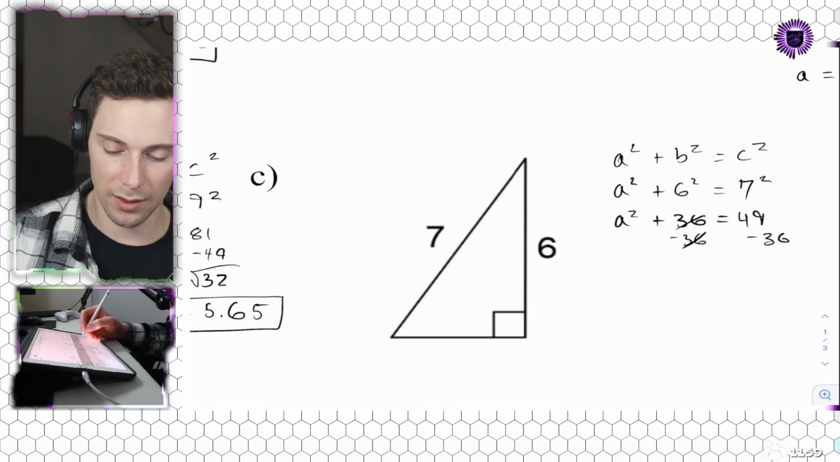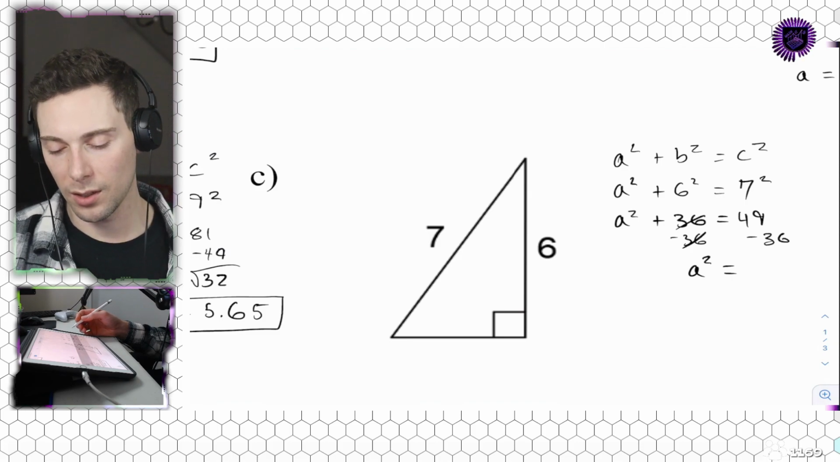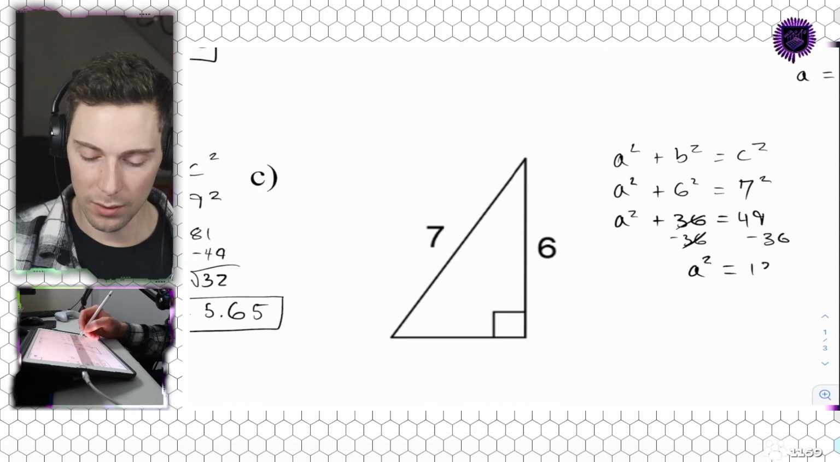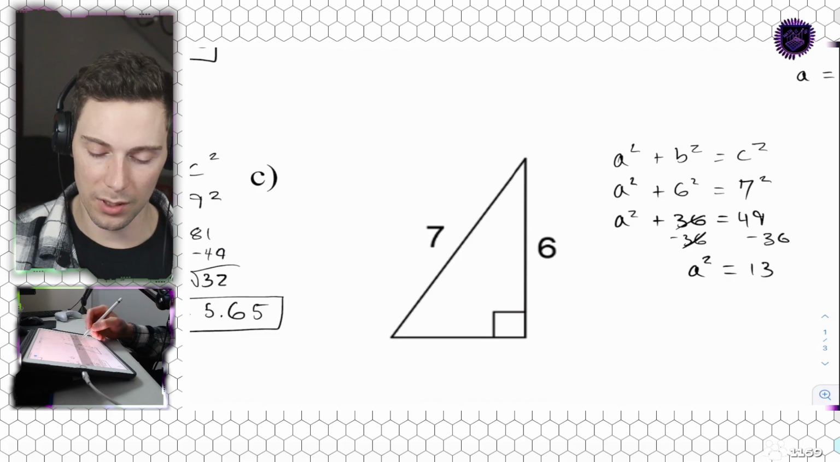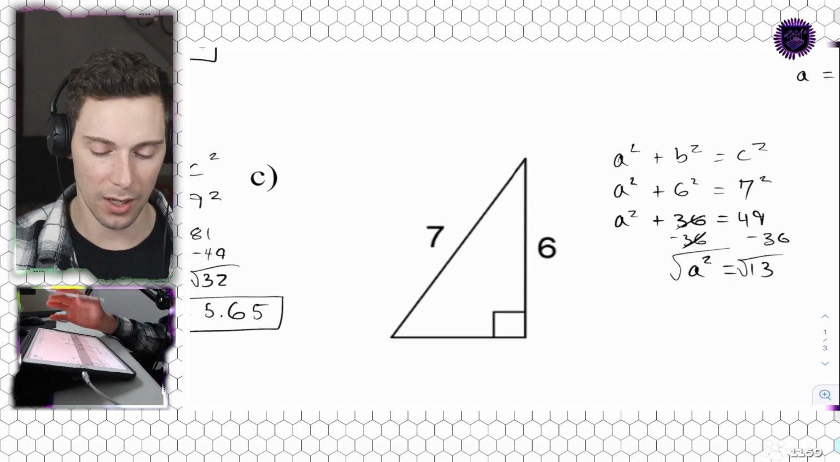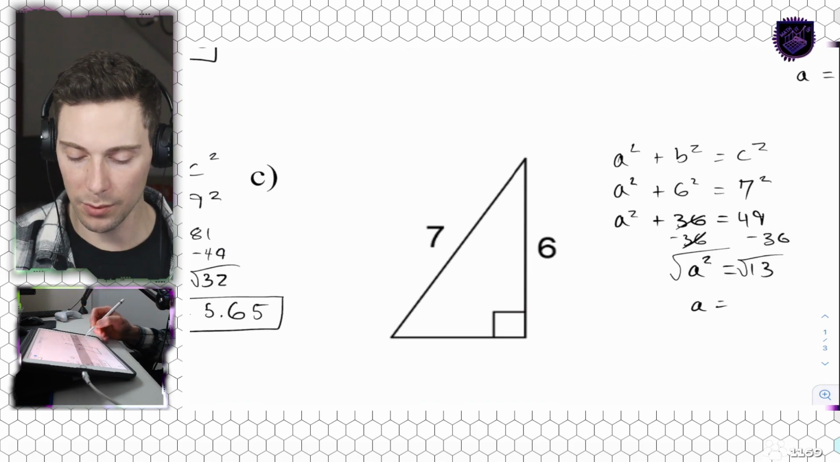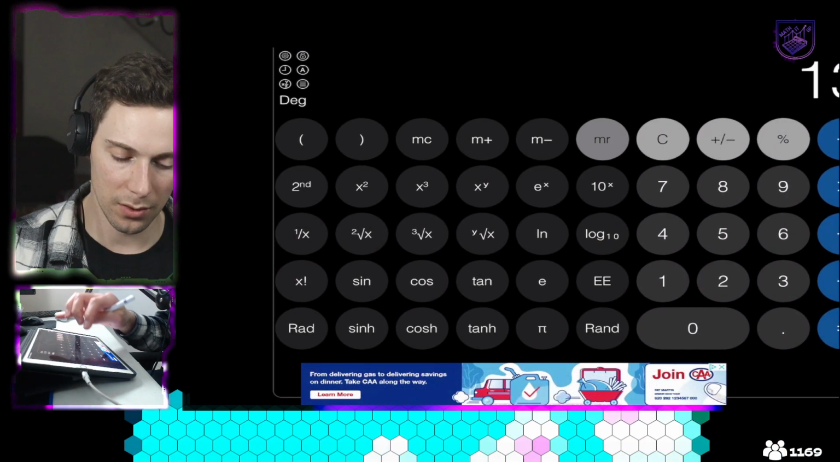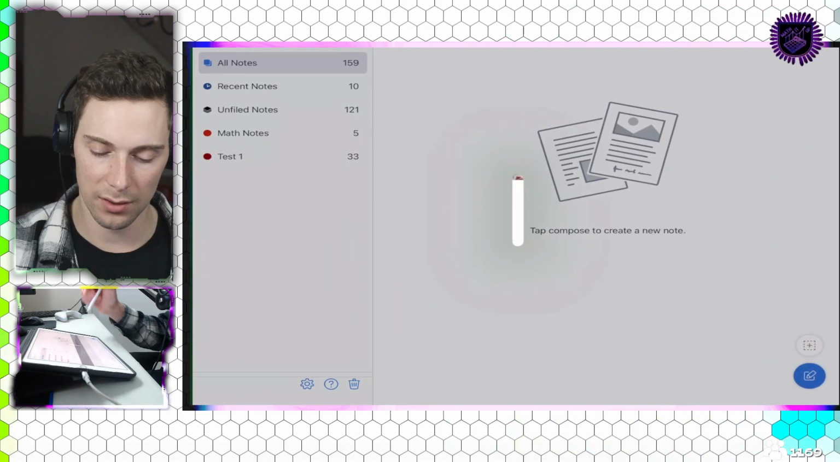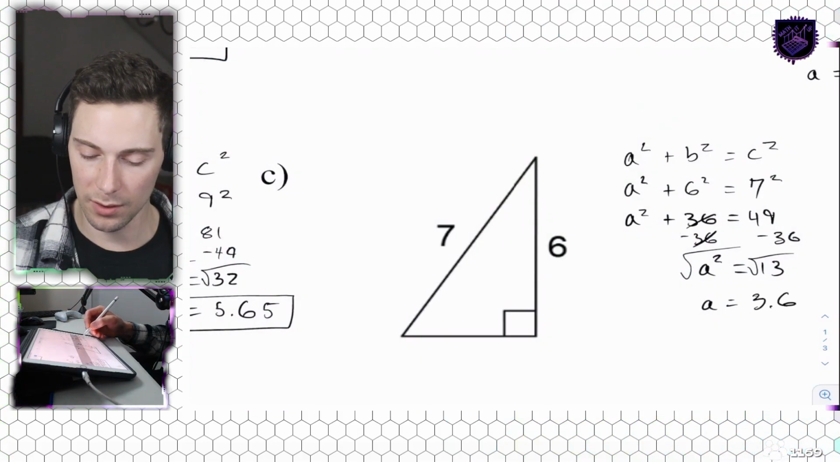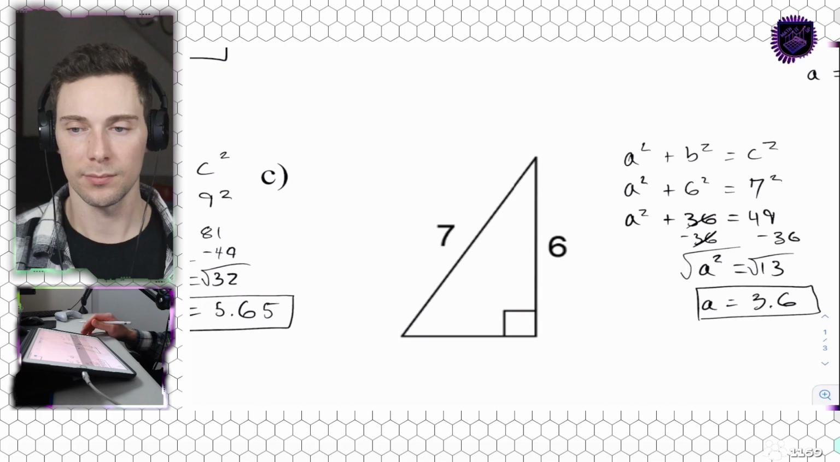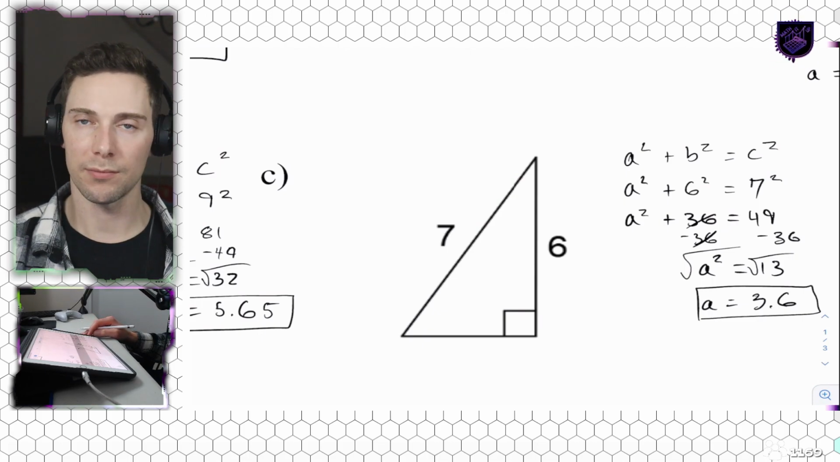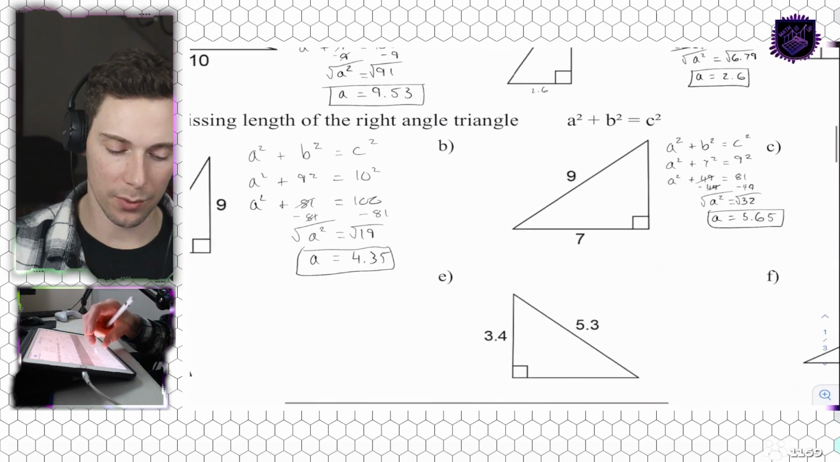This side is going to isolate our variable of A squared. On the other side, it's going to be 13. The square root of 13 will be equal to the square root of A squared, which is A. So A will be equal to the square root of 13, which is 3.6. I didn't guess that time. I might have been close. Who knows? Let's look at the next question.